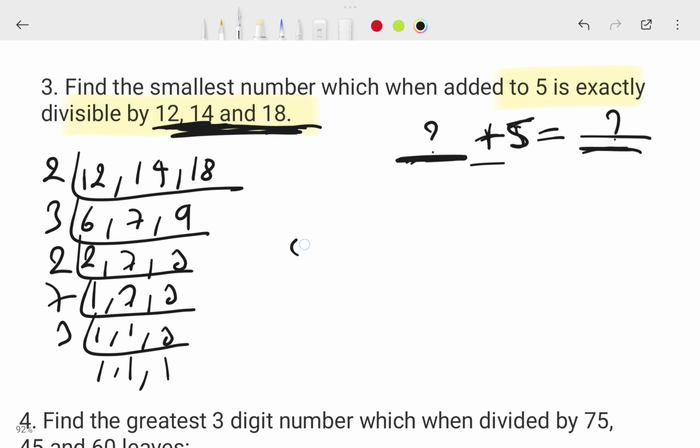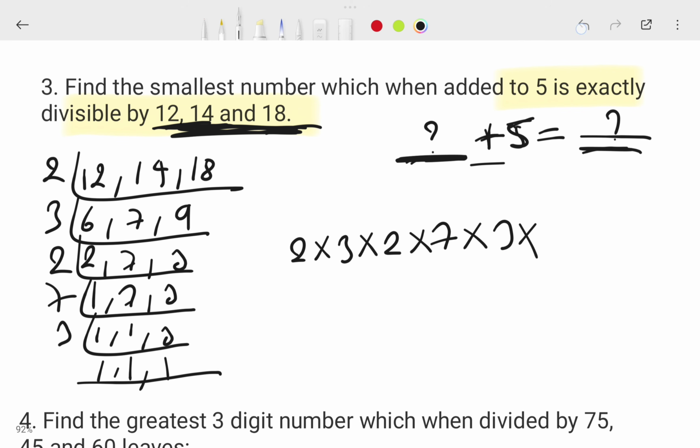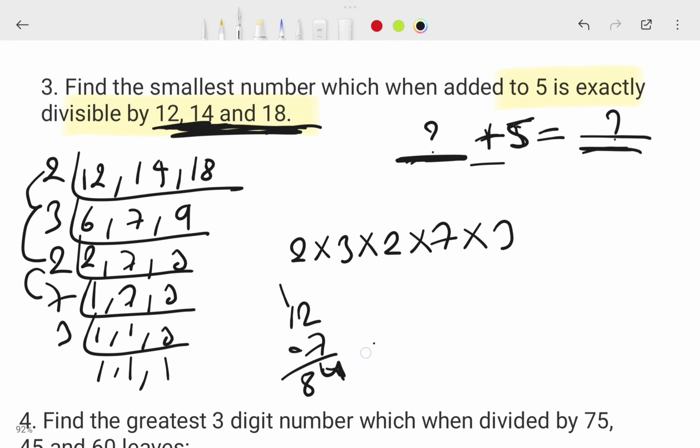Okay, now multiply these. So 2 cross 3 cross 2 cross 7 cross 3, and the 1s you can write or leave out, because the answer will be the same. 6 times 2 is 12, and 12 times 7 is 84. 84 cross 3 is 252. Right, so the LCM will be 252.